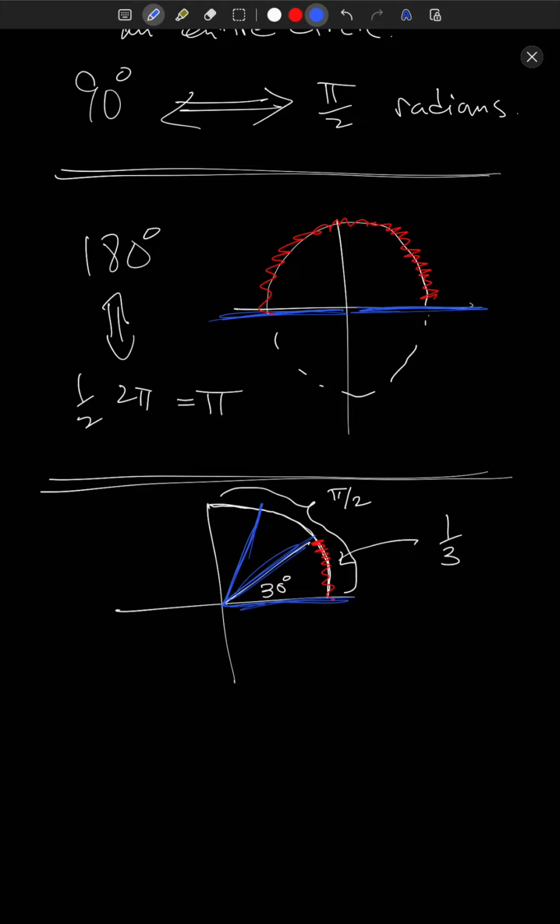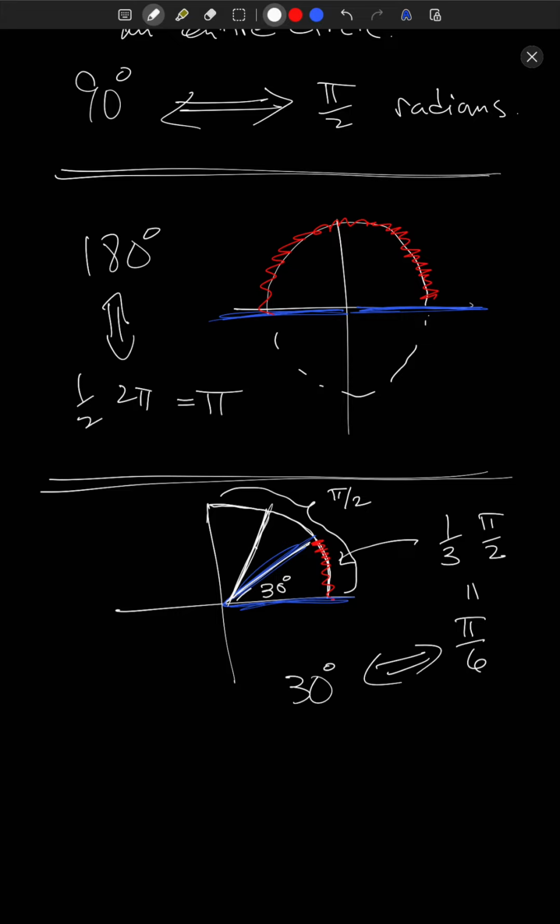So we're in essence chopping up our quarter circle into 3 pieces, right? So this would be the 30 degrees, and then the next one would be 60 degrees, and then the next one would be 90 degrees. Each of these small wedges is 30 degrees, okay? So we've chopped up pi over 2 into 3 pieces. So each piece is 1/3 of pi over 2. And so 30 degrees ends up being pi over 6 radians, okay? So this is 30 degrees.